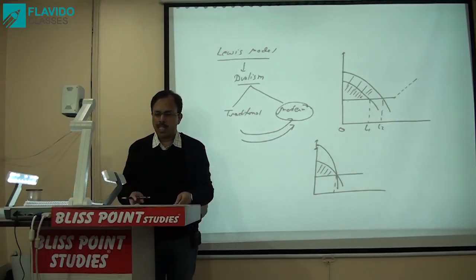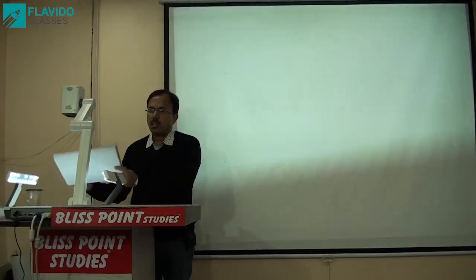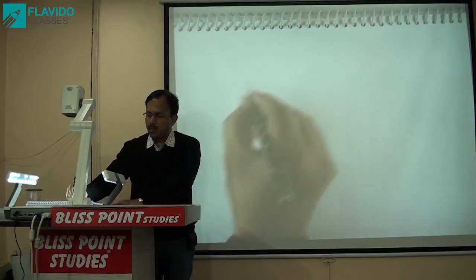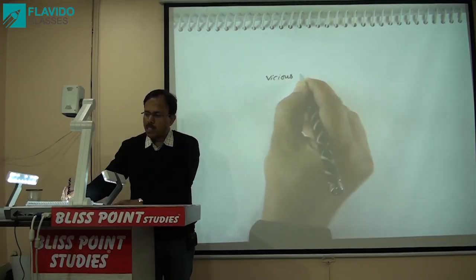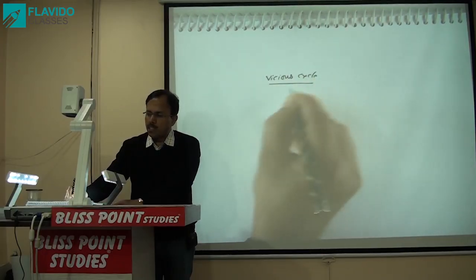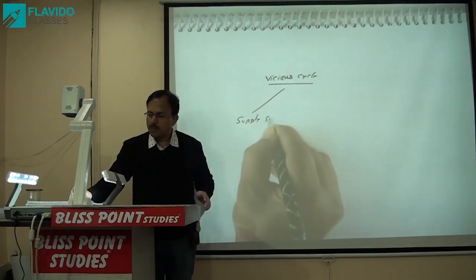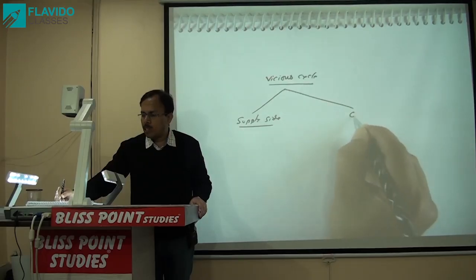and Nurkse basically explained that in order to have growth, you must break this vicious cycle. So you have to break that vicious cycle. This vicious cycle is operating on the supply side, and the vicious cycle is also operating on the demand side.